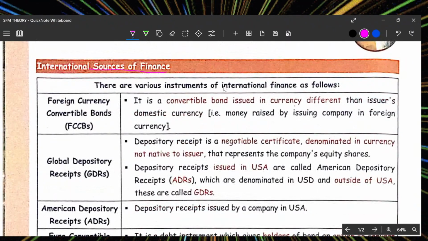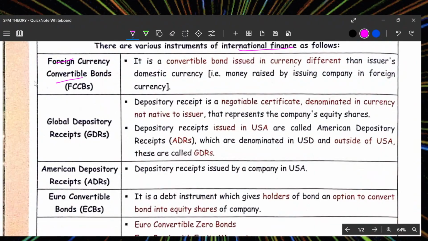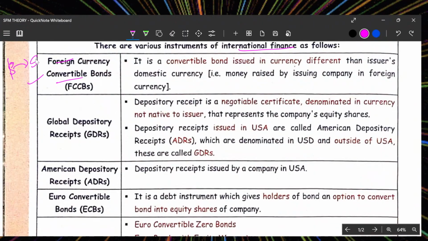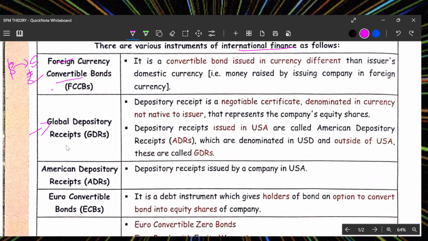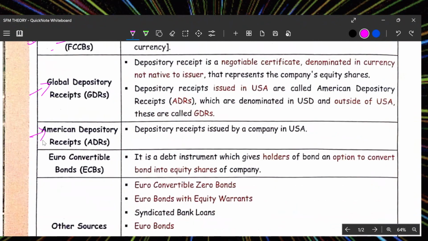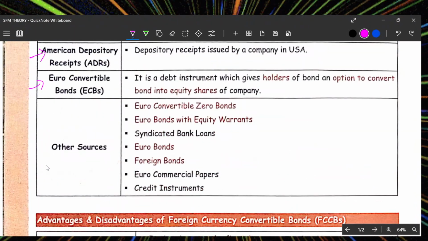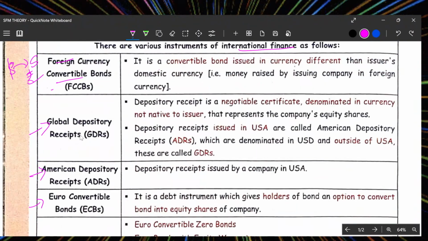There are various instruments of international funds: foreign currency convertible bond, where foreign currency is converted into Indian rupees and that money is used in India; global depository receipt; American depository receipt; euro convertible bond; and other sources.